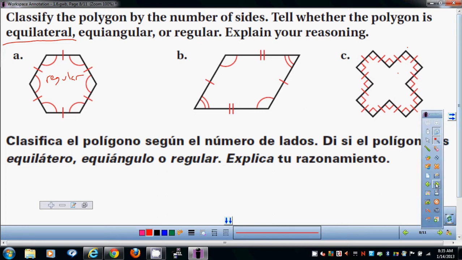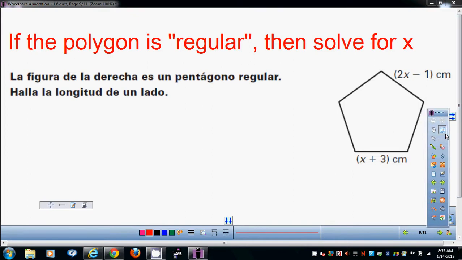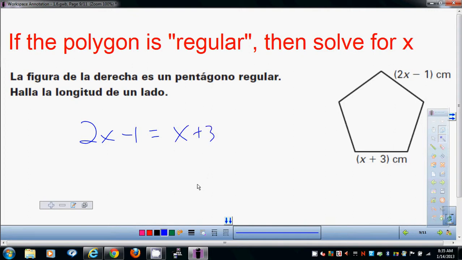Two more. If the polygon is regular, then solve for x. Well, I'm telling you it's regular. I accidentally cut off the directions in English. If the polygon is, and I'm telling you that it is regular, how am I going to solve this? Set them equal, because the sides are equal. So 2x minus 1 equals x plus 3, and you just solve for x.